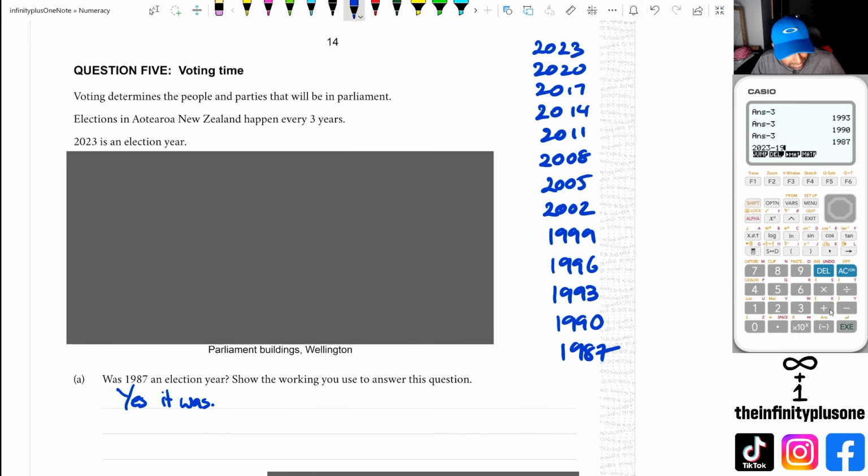2023 take away 1987. That's given me 36 years, and 36 is actually a multiple of 3. So there's been 12 elections since 1987. So that's another way you could also answer this question.